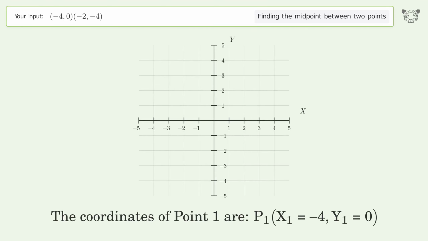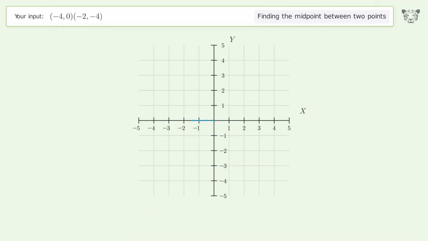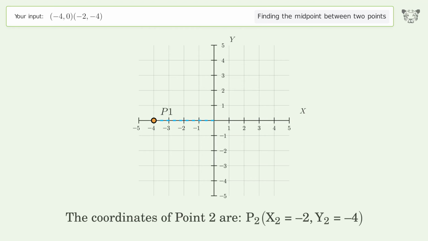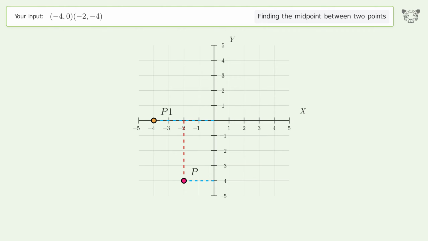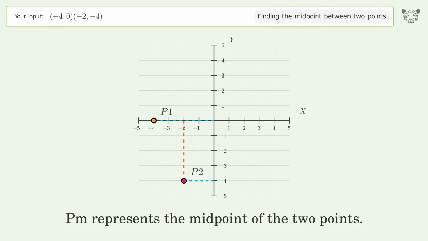The coordinates of point 1 are x1 equals -4, y1 equals 0. The coordinates of point 2 are x2 equals -2, y2 equals -4. PM represents the midpoint of the 2 points.